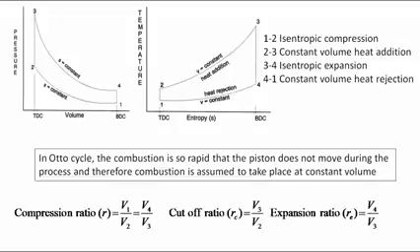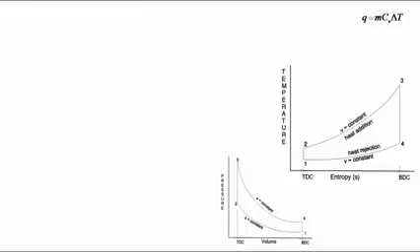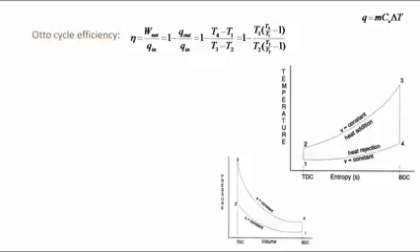From the definition we have already discussed earlier, compression ratio R is equal to V1 by V2 and also equal to V4 by V3. Cutoff ratio RC is equal to V3 by V2. Expansion ratio RE is equal to V4 by V3. In the Otto cycle, compression ratio and expansion ratio are equal, whereas in the diesel cycle they are not equal. Otto cycle efficiency, eta, is equal to net work done by heat input given. This can also be written as 1 minus Q out by Q in, that is equal to 1 minus (T4 minus T1) by (T3 minus T2), that is equal to 1 minus T1 of (T4 by T1 minus 1) by T2 of (T3 by T2 minus 1).